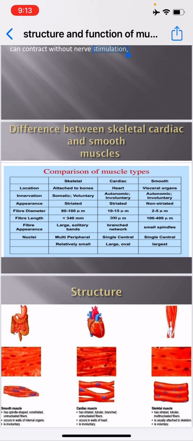Skeletal: attached to bone, somatic, voluntary, striated, 10 to 100 micrometers in diameter, more than 340 millimeters in length, large solitary bands, multiple peripheral nuclei, relatively small. Now the same things in cardiac: it is in the heart, automatic, involuntary, striated, 10 to 15 micrometers, 200 micrometers, branched network, single central nucleus, large and oval.